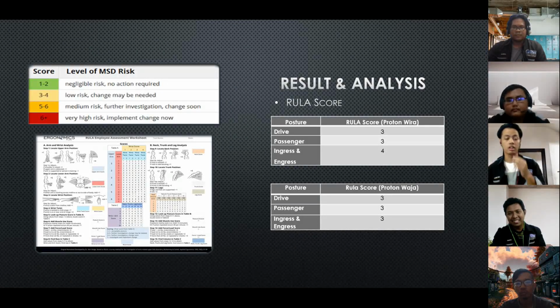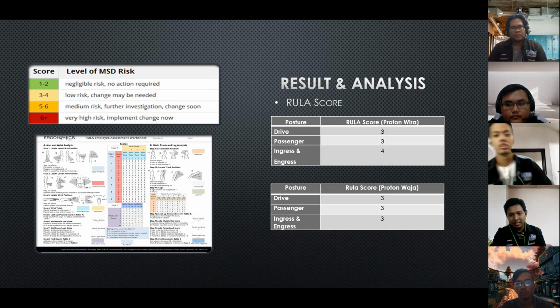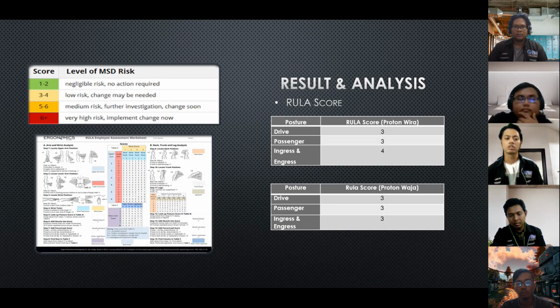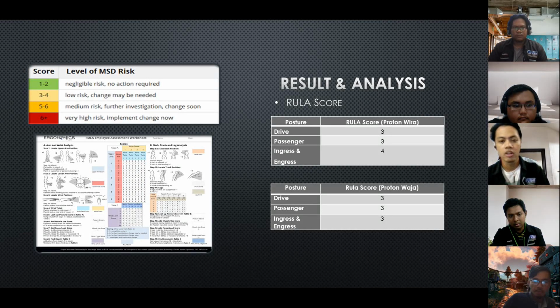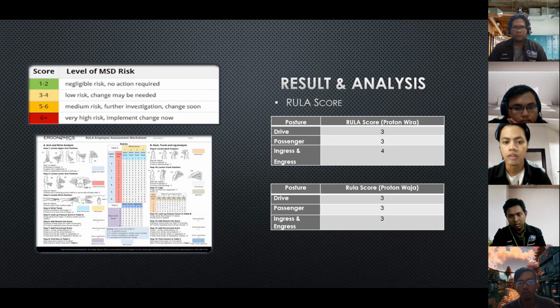Alright, next for my part. My name is Muhammad Nabil and I'm going to explain the results and analysis of our study. Firstly, the RULER score. The RULER score works by assigning several values to the action. For the study that we conducted, the RULER score of the Proton Wira for the driver position is 3, the passenger position is 3, and the ingress and egress, which is entering and exiting the car, is 4.